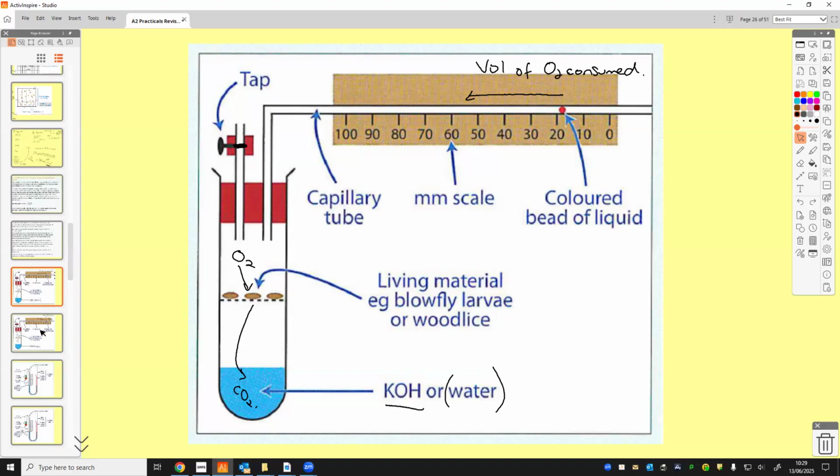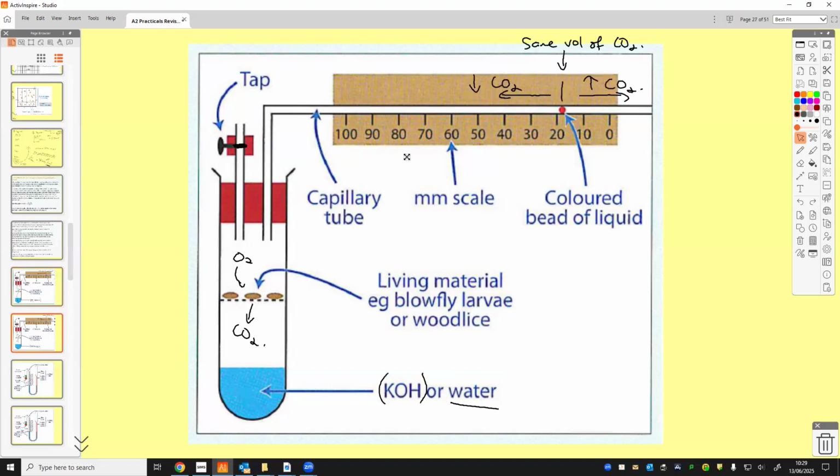Okay, to work out the CO2, you would do exactly the same, but you replace the potassium hydroxide with water. So in other words, the CO2 is not absorbed. So the CO2 stays within the closed system. So again, you let it run the same period of time as you do with the first one. If the bubble stays where it is, then the same amount of carbon dioxide is produced as oxygen consumed. So that would give you an RQ of 1, which would be carbohydrates.